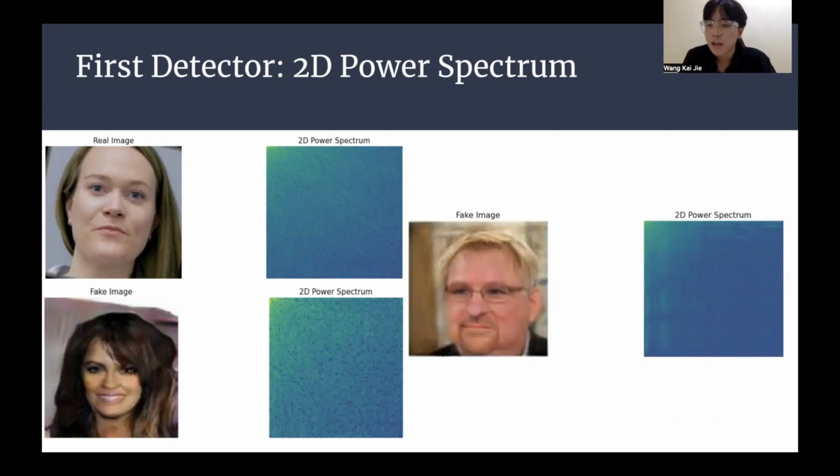All right, so over here, when we compare the 2D power spectrum of our images to the 2D power spectrums that we obtained from their images, we can say that the 2D power spectrum of our fake image is more similar to the 2D power spectrum of their real image than their fake image. The 2D power spectrum of their fake image displays a grid-like structure at a high frequency, but not in the 2D power spectrum of our fake image. So in this case, our fake image will be classified as real.